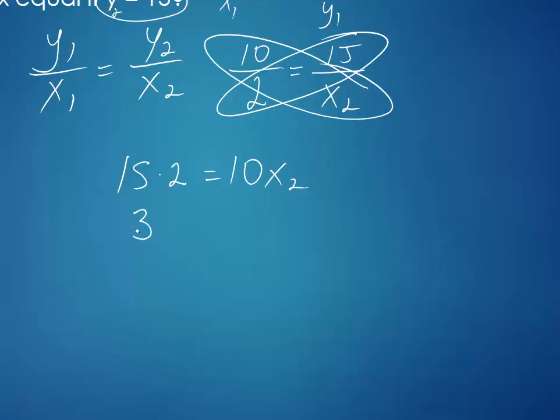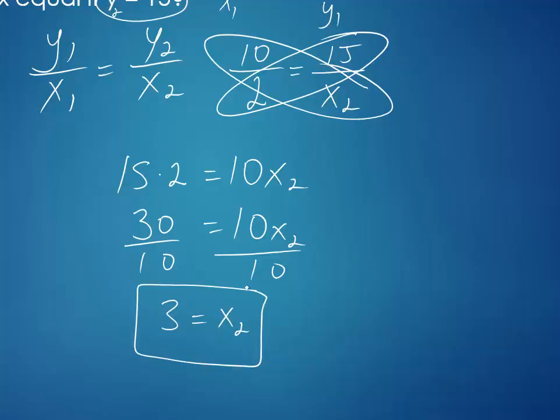15 times 2 is 30. So 30 equals 10 x2. And to solve for x2, we need to divide by 10. So 30 divided by 10 is 3. So x2 equals 3.